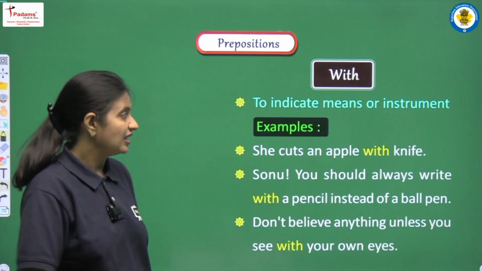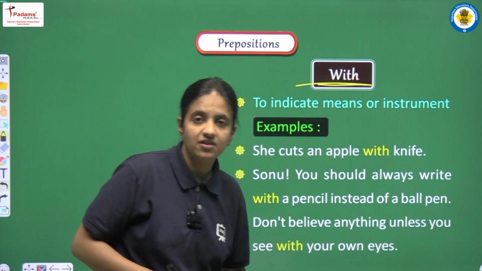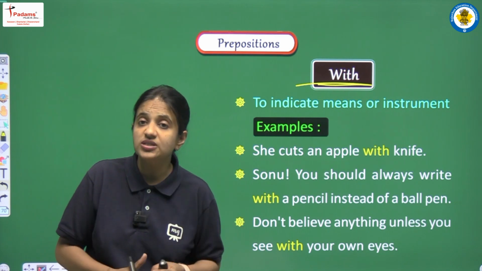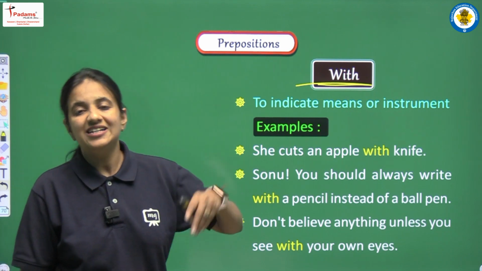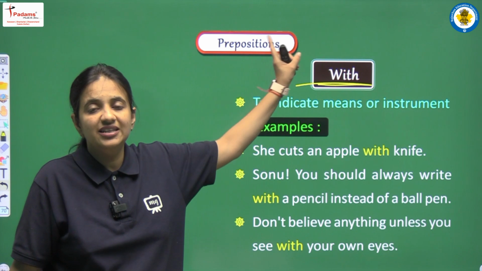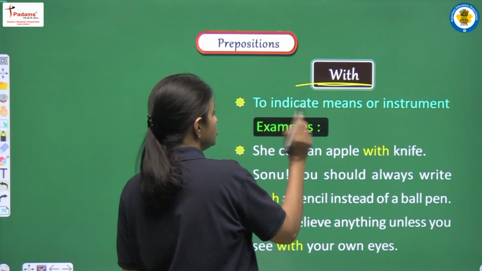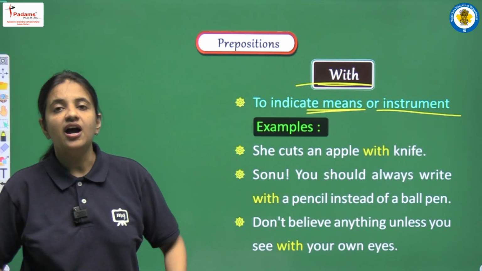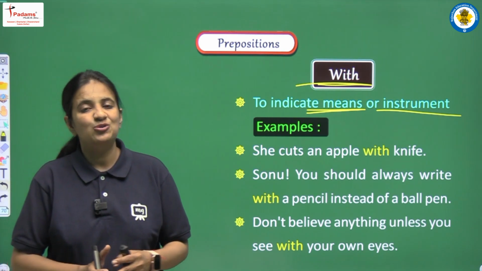Okay. Moving on, now we have "with." So let's see, "with" is a very common preposition, and yes, it has so many different uses. It can be used in so many different manners. So now let's try to understand all the different uses that are associated with this preposition, that is "with." First of all, it is used to indicate means, or we can say instrument. So whenever we are talking about means, whenever we are talking about instrument, then we have to use "with."